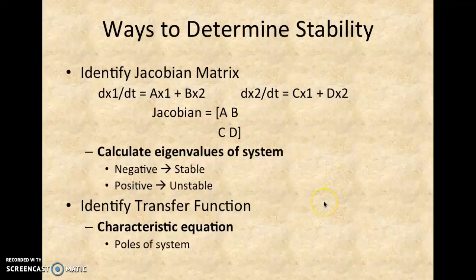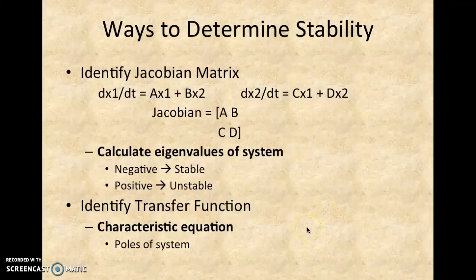If the eigenvalues are negative, the system is considered stable, while if they're positive, the system is considered unstable. And this is because when you find the solution to the system, the eigenvalues end up being the powers in the exponential. So if they're negative, the system will return back to a zero or steady state value if it's perturbed, while if it's positive, it will continue to exponentially increase.